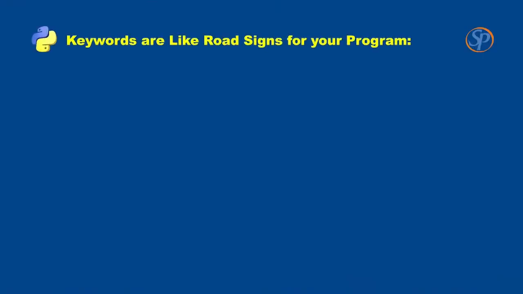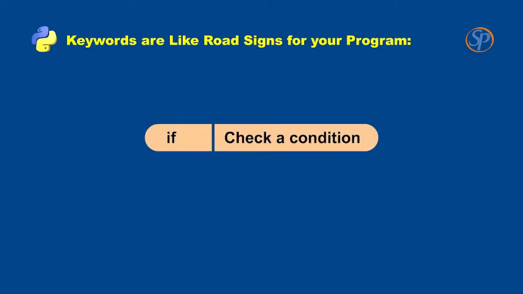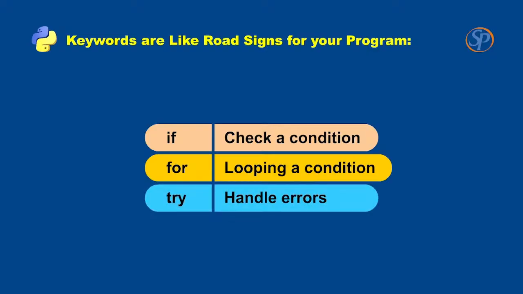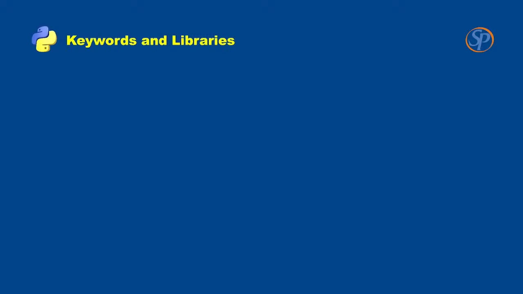Sorry, can't do that. That's my word. Keywords are like road signs for your program. If means checking a condition. For means looping. Try means handling an error. They shape the logic in every single piece of Python code you will ever write.